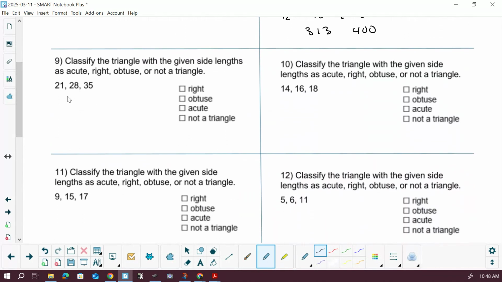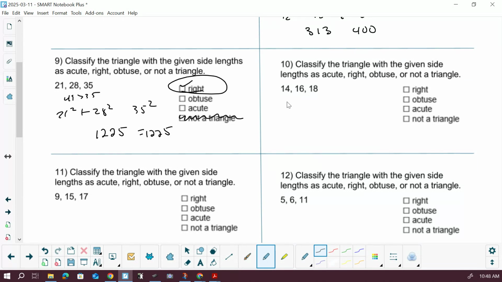See, 21 plus 28 is 49. That is bigger than 35, so it is a triangle, so we can get rid of that option. 21 squared plus 28 squared, and then 35 squared. 21 squared plus 28 squared is 1,225. 35 squared is also 1,225. It's equal, so it is a right triangle.